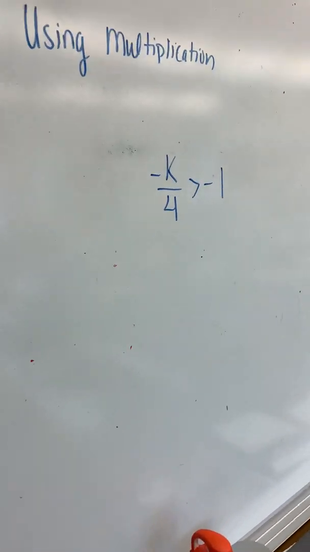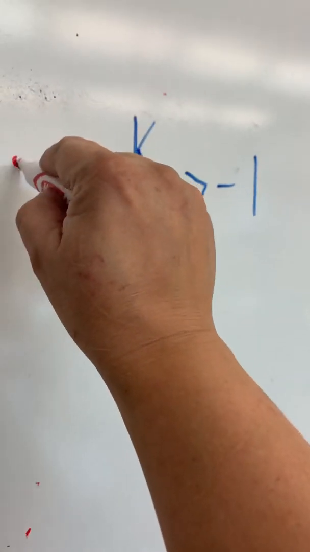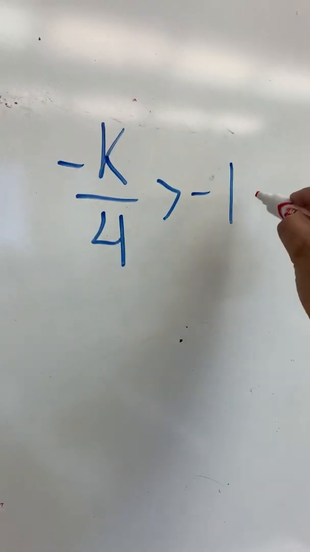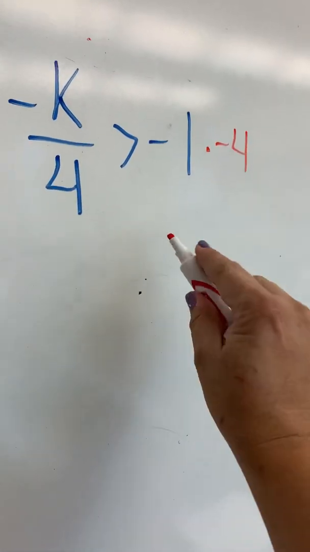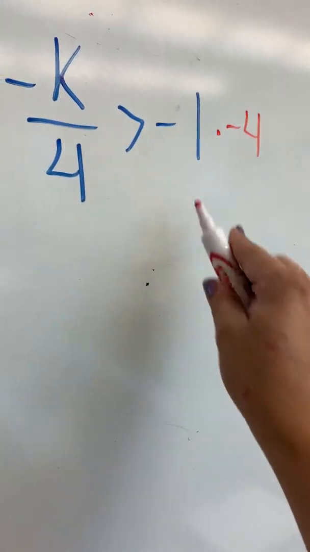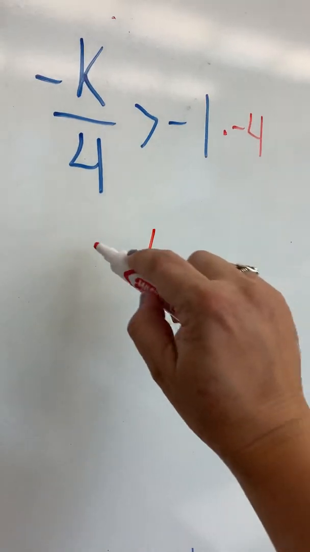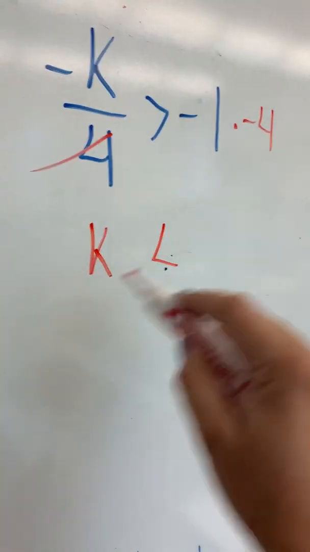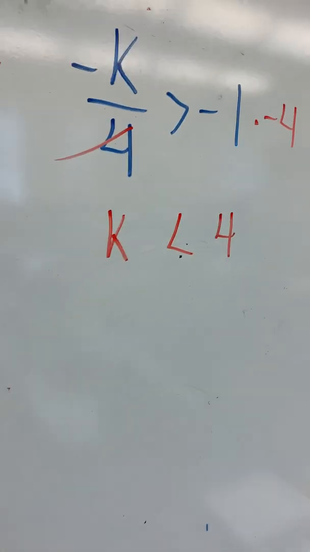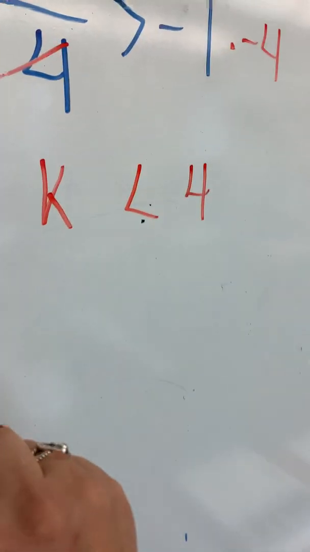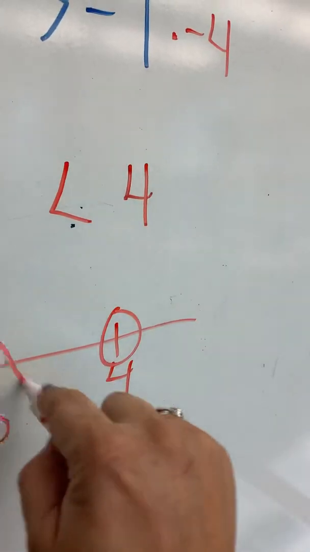Okay, this one here, we are doing the same thing. You're dividing by 4, so we're going to multiply, but I'm going to multiply by a negative 4. Okay, I multiplied by a negative coefficient. I have to flip that inequality sign. So it's greater than, I flip it now to less than. So now I got k by itself, because the 4's cancel, is less than negative 1 times negative 4 is 4. And then graph it on your number line. And it's less than, so we shade down.